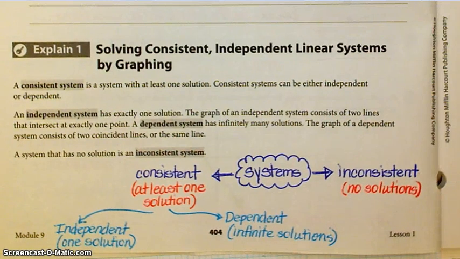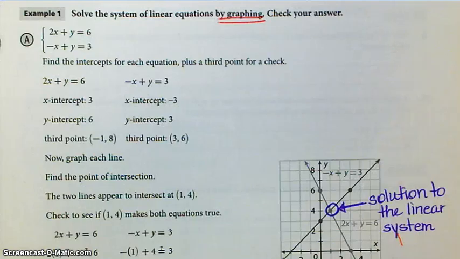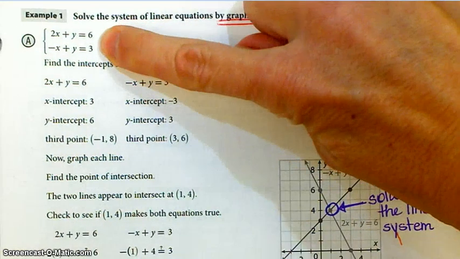So the rest of Lesson 1 of Module 9 is going through and solving linear systems using the first method we're going to learn, which is graphing. So join me on page 405. Example 1 says to solve the system of linear equations by graphing. Here is your system of linear equations.